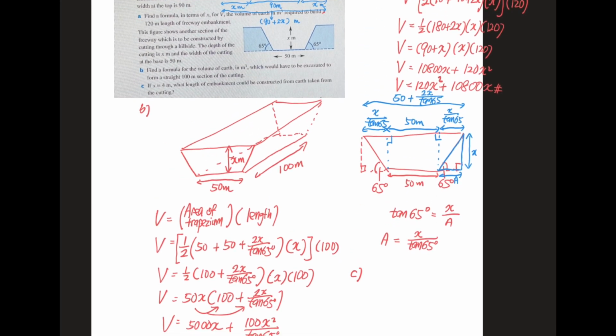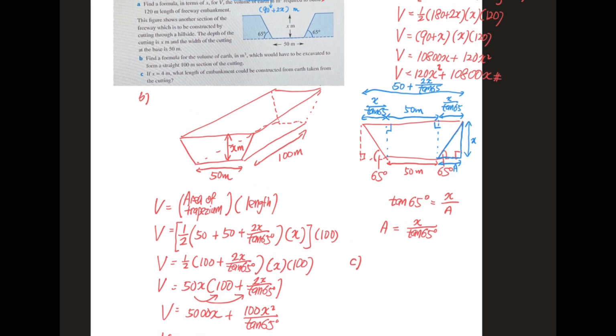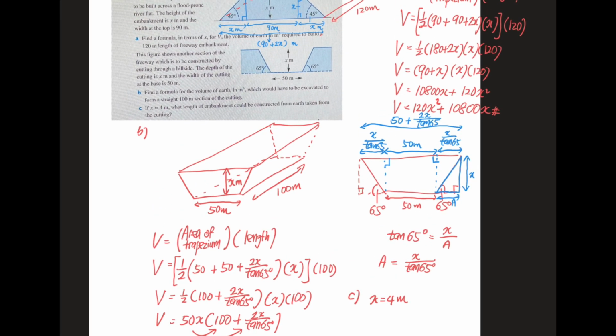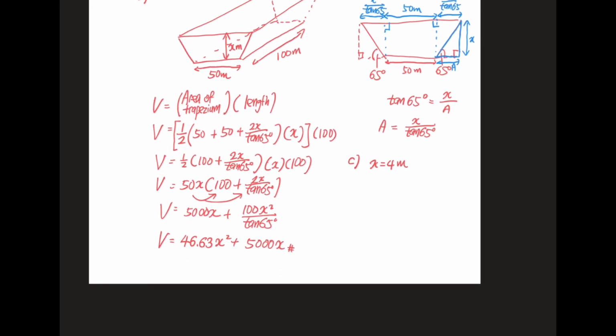So let's say x equals 4 meters. Let's see how much earth is taken from this cutting. From the cutting itself, we have to use this formula.